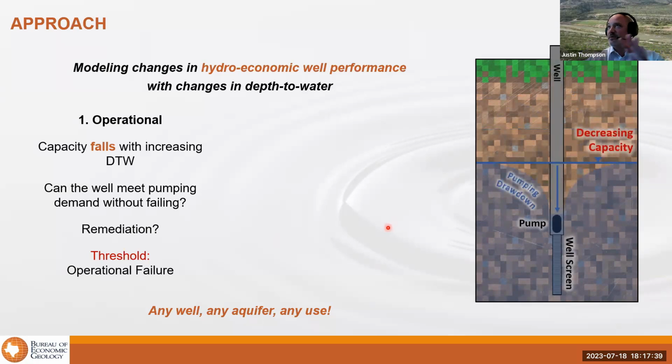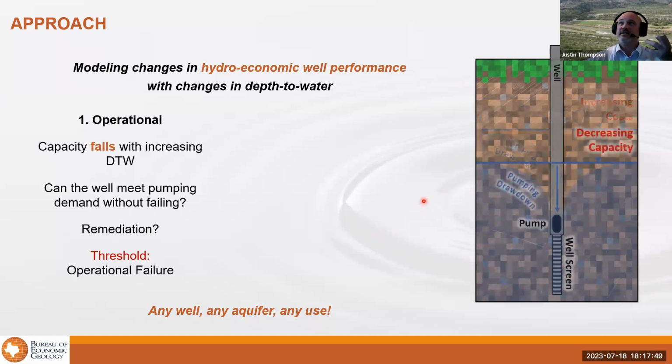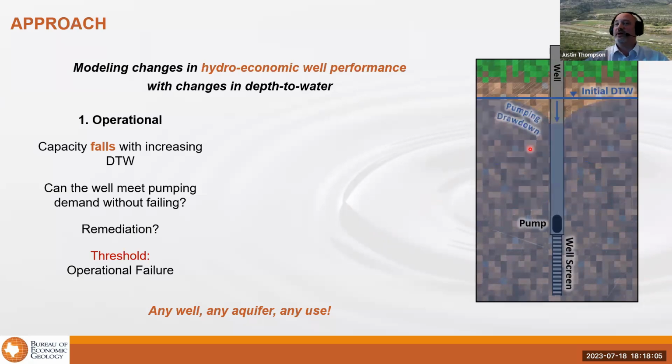And on a simplistic fundamental level, that's true for any well pumping from any aquifer for any use. So if we understand that as the water levels get deeper and deeper, the capacity to meet demand falls, then the question we ask ourselves is, okay, as the water levels get deeper, can the well meet pumping demand without failing? And additionally, if it does fail, can it be remediated? Can we fix it? Can we bring it back into operational status?